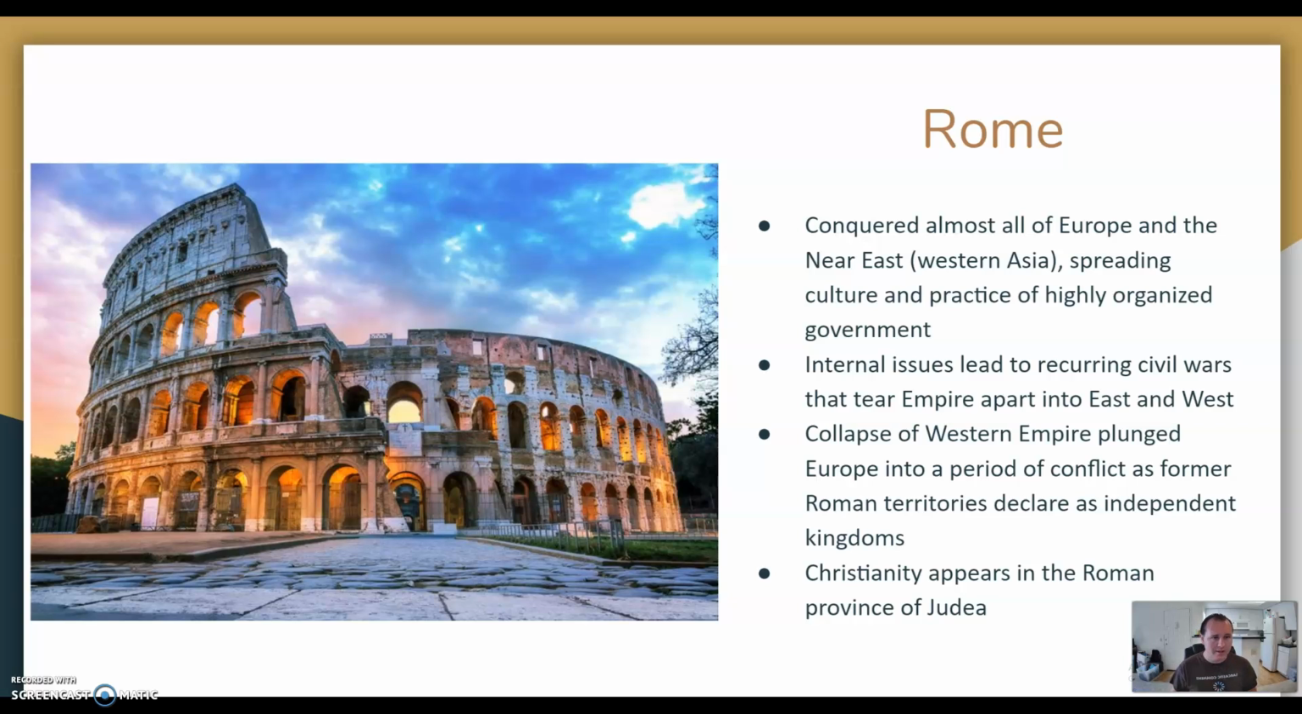We have Rome, of course. The main thing that we care about with Rome in terms of why it matters to modern world history is it did two things.